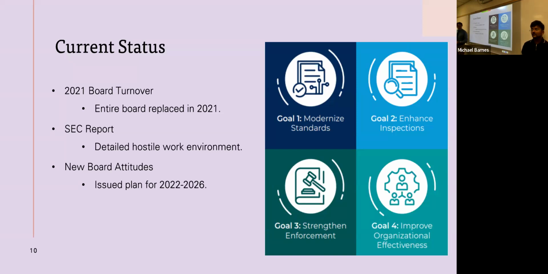Goals 2 and 3 go hand in hand: enhancing inspections, trying to identify any violations of the standards. And goal 3 is making sure that any violations of those standards are met with harsher penalties, so that no other firms feel the need to do that. And goal 4 is undoing that previous hostile work environment. It's improving organizational effectiveness. This is improving transparency for the stakeholders, as well as creating a better working condition for the employees themselves.